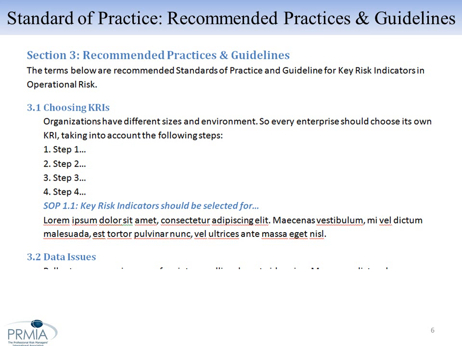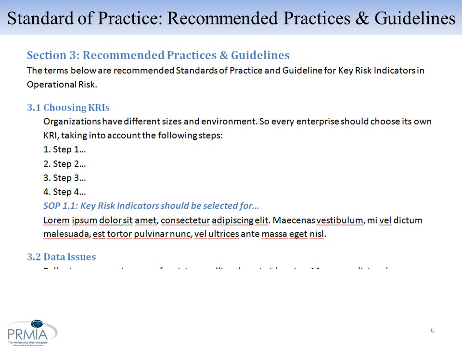Now the meat of the thing. So section 3 is going to be recommended practice and guidelines, and really it's going to be broken down into several sections, which is up for the group to decide. So in the sample document I put choosing key risk indicators, data issues and use of management reporting. Obviously there could be more of those, and that's for the team to decide, and then somebody to take each of those and to fill out all the kind of detail, what would be considered a good standard of practice for each of those areas.